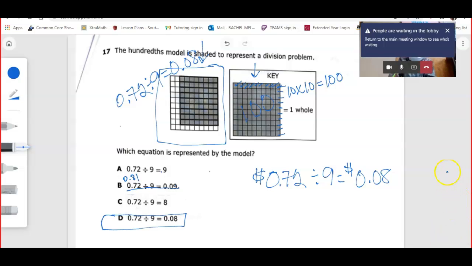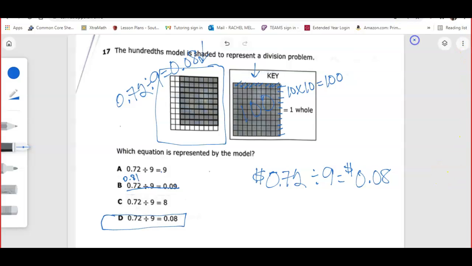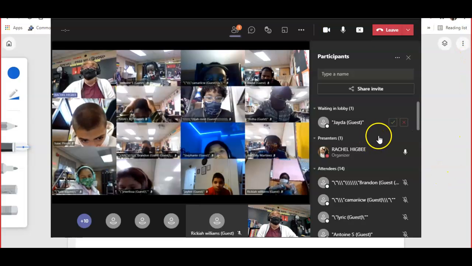So I'm not sure why this is not showing up on my phone. Look, it says somebody's trying to get in.